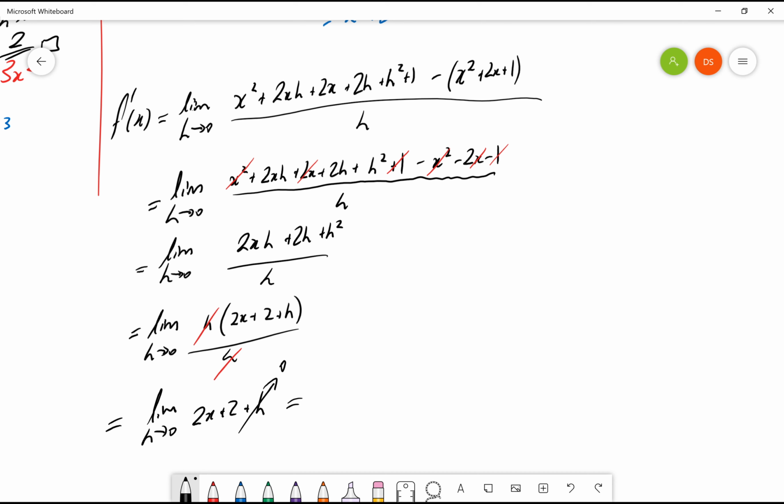I don't know why that didn't change. So this whole thing is equal to 2x plus 2, which is exactly what I wanted. And that was also meant to change to black. Sorry, team.